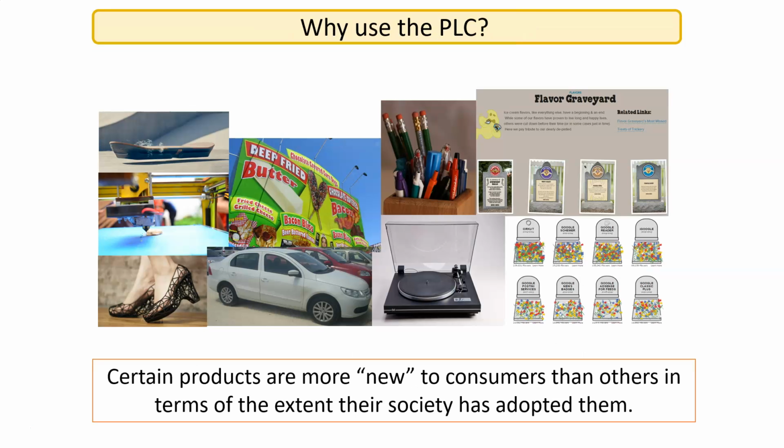So why do we care? What's going on here? Well, certain products are more new to the market than others in terms of the extent our society has adopted them. How new a product category is to the market means we're more likely to see certain customer and competitive conditions. This will guide things like how much we need to teach the market about the product, how many suppliers are out there that we can rely on, what prices customers are willing to pay, what types of promotions need to be done, how powerful the competitors may be.